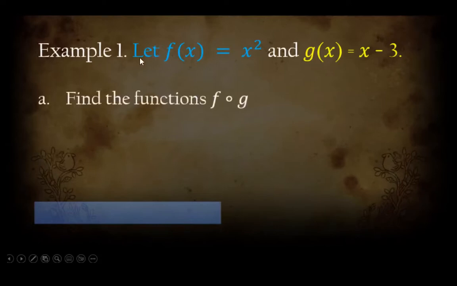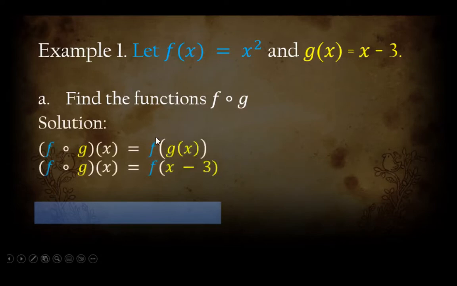So we have, let f of x equals x squared and g of x equals x minus 3. So we will find out what the function f composed of g is. Since ang given natin na f of x ay x squared, ang given natin na g of x equals x minus 3, hanapin naman natin ang composition ng f and g. Okay? So, here is the solution for this particular example. Huwag niyo muna pansinin itong pangalawa. Ito muna tayo sa taas, no?